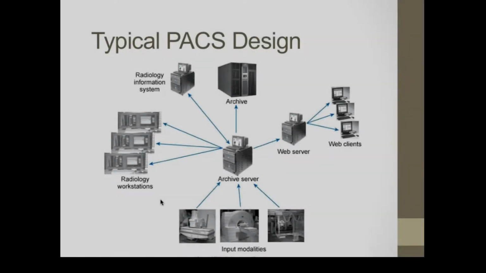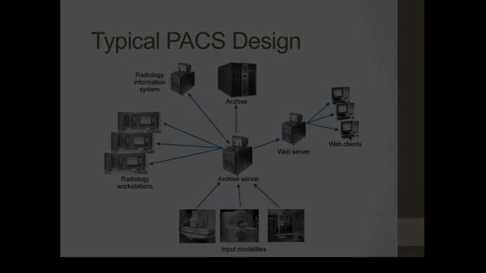So here's a typical PACS design. You have the archive server in the middle, you have the radiology information system, which is your RIS, you have an archive server there. Here's your web server where you can go out to different clients. We call these client servers. And you have the different imaging modalities. So the modalities feed into the archive server and it goes to the radiologist workstation. It also communicates with the RIS, this goes back and forth. It goes to an archive, and then it also goes to the web server, which puts it out on little clients.